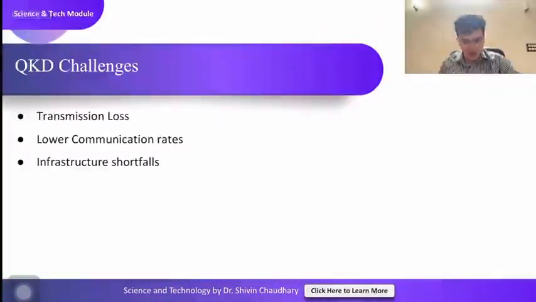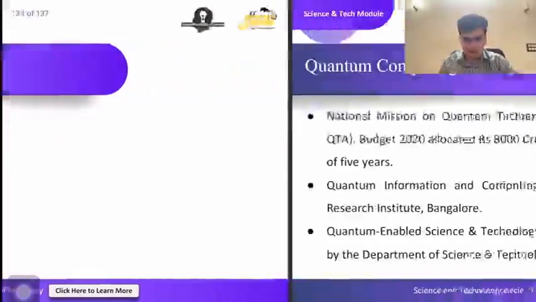Now what are the challenges? Sometimes the transmission does not happen properly, sometimes there is communication loss, and there might be infrastructure shortfalls because not everywhere these satellites etc. would be present.